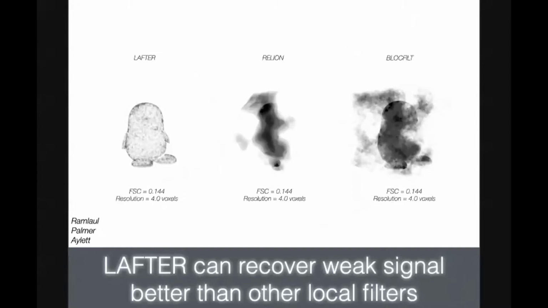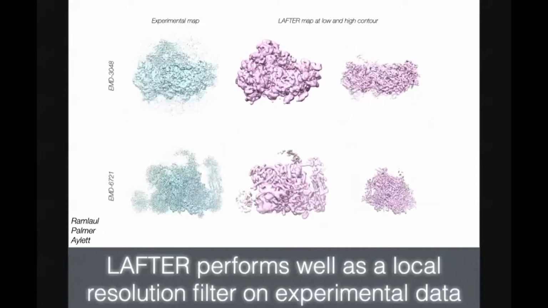Obviously, this is something that you'll never see in experimental data, but it's worth noting that other local resolution filters cannot do this as they simply truncate and don't weight. So RELION and Blocres, for example, wouldn't be able to handle such weak data.